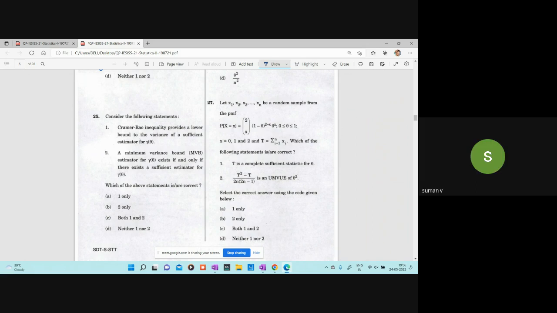Ma'am, 2 is correct, but... Okay, if 2 is correct, we can exclude this option and this option. So it will be either B or C. Now check statement 1.